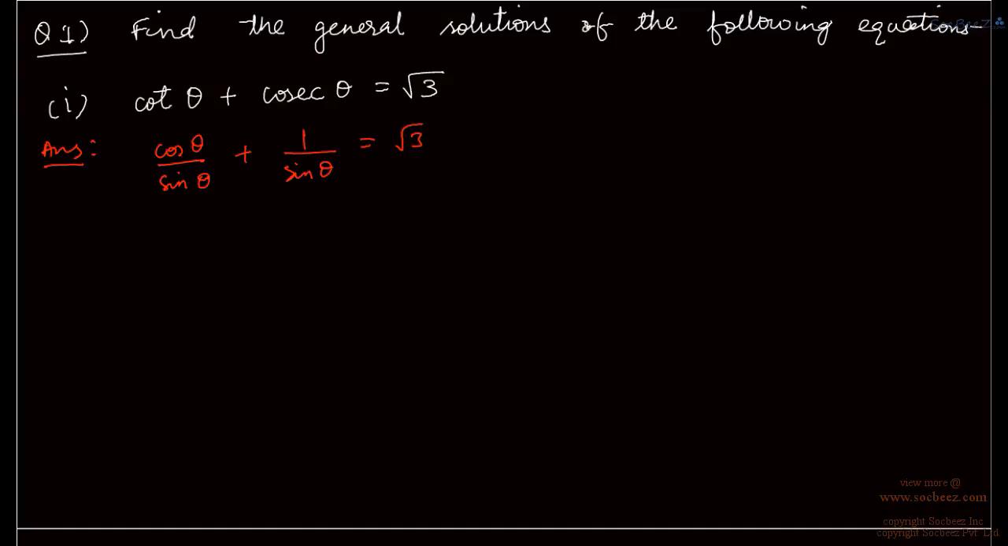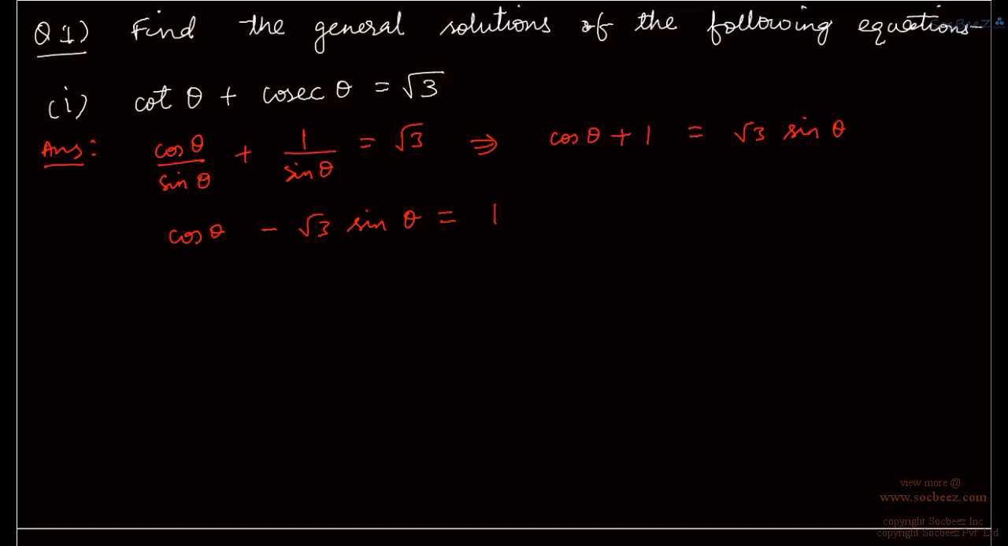So now I can take this to the other side, root 3 sin theta, right? Now I bring it to one side, right? Cos theta minus root 3 sin theta equal to 1. Now if you remember, we did one specifically for this kind of equation. That was a cos theta plus b sin theta equal to c.